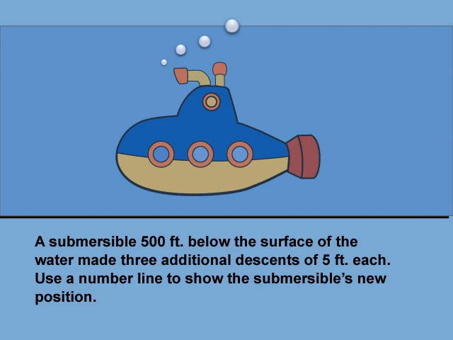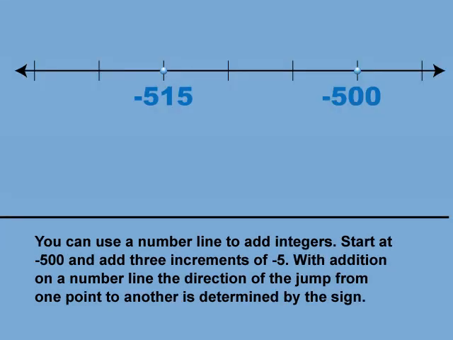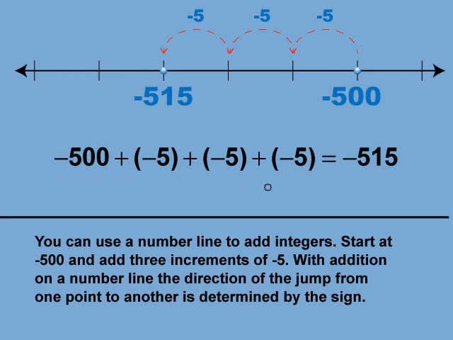A submersible 500 feet below the surface of the water made 3 additional descents of 5 feet each. Use a number line to show the submersible's new position. You can use a number line to add integers. Start at -500 and add 3 increments of -5. With addition on a number line, the direction of the jump from one point to another is determined by the sign. 3 jumps that are increments of -5 results in -515. This is summarized by this addition expression. Let's look at another example.